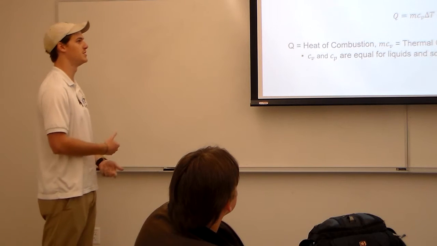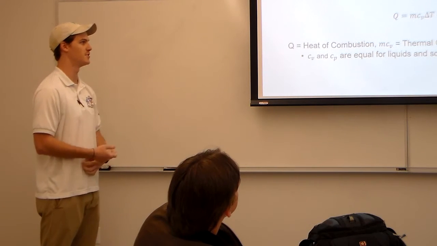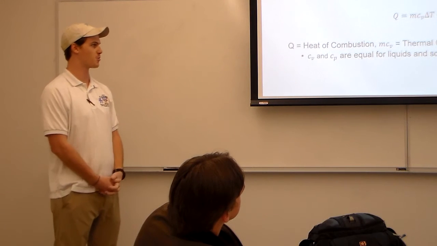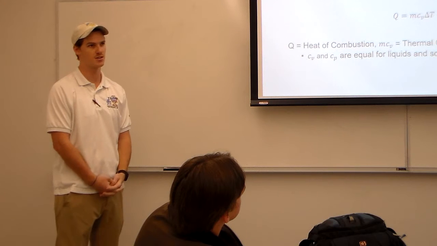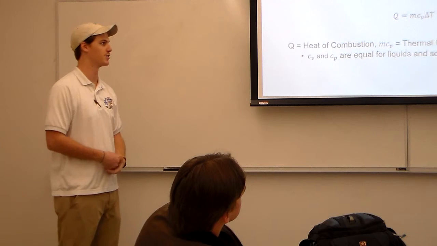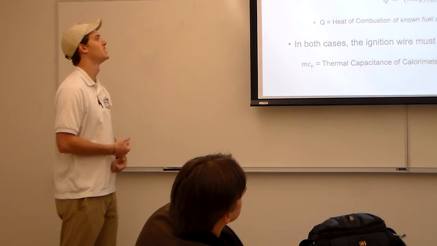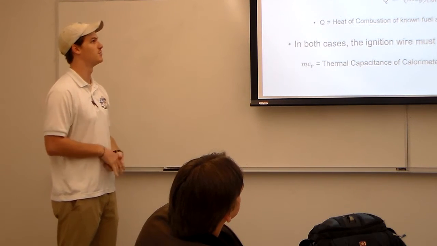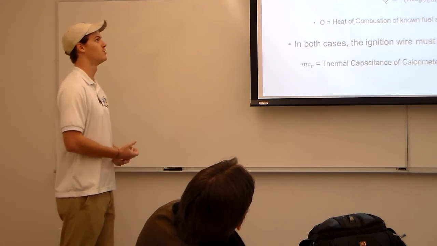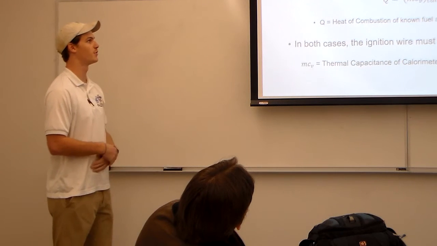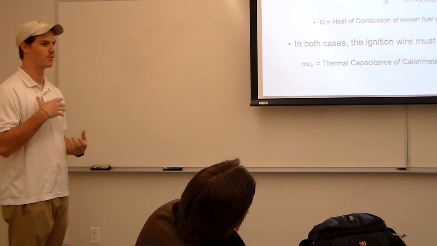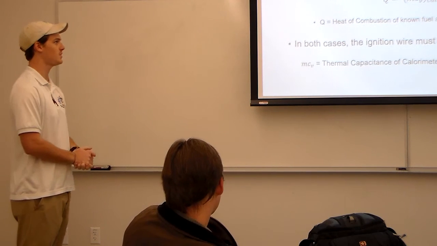Q is equal to mCv delta T, or mCv is equal to Q over delta T, where Q is the heat of combustion, mCv is the thermal capacitance, and delta T is the temperature rise. For liquids and solids, we assume that Cp and Cv are equal to each other. Then we choose the calorimeter as the system, excluding the fuel, and we know what the fuel is that we're burning. We say that mCv of the calorimeter is equal to Q over delta T, because we can find the Q value from our tables and an equation.